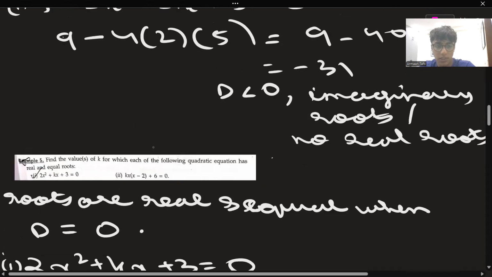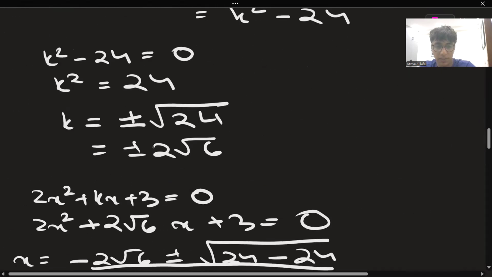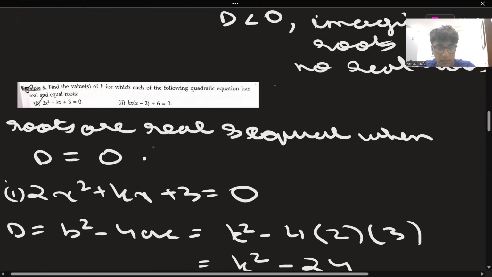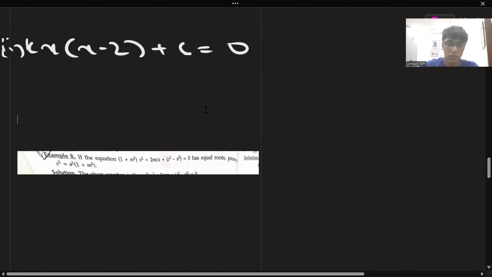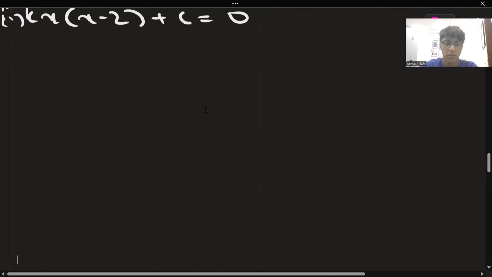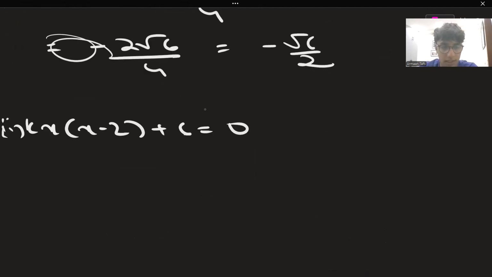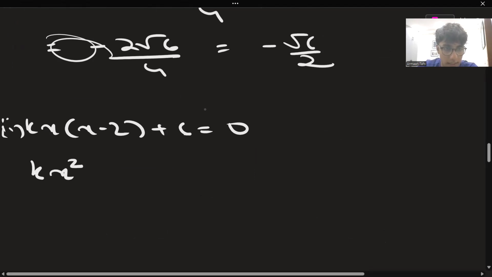The second part, the equation is kx times (x minus 2) plus 6 equals 0. Let me just verify for this only. I think we'll need some more space here. Okay, so let's break this up. Distribute kx. So we have kx squared minus 2kx plus 6 equals 0.